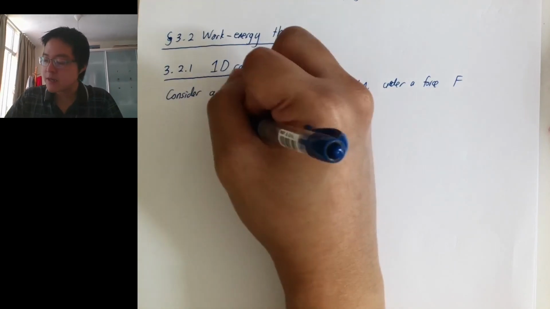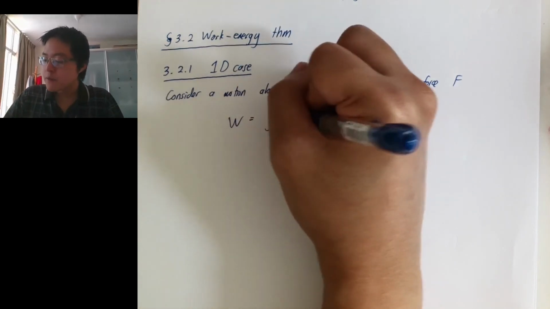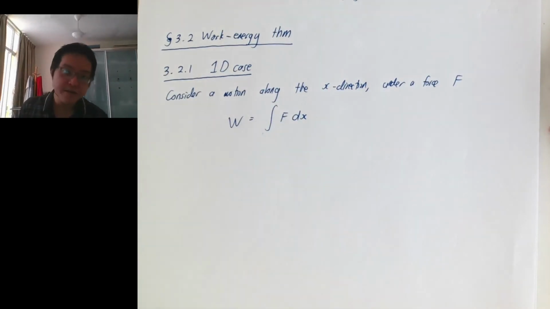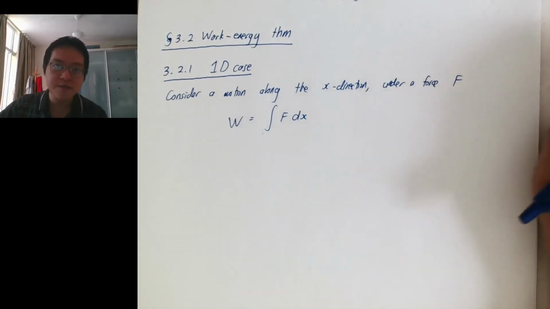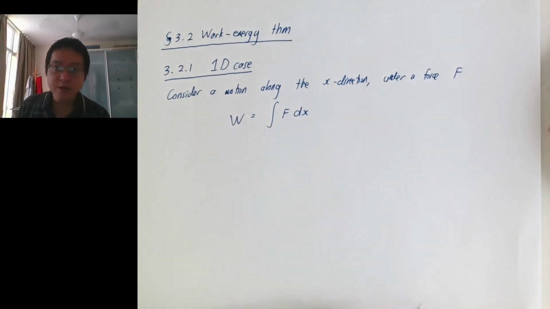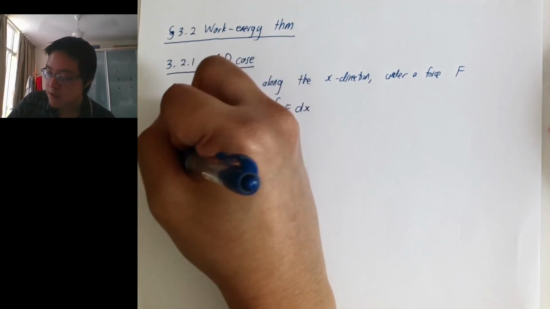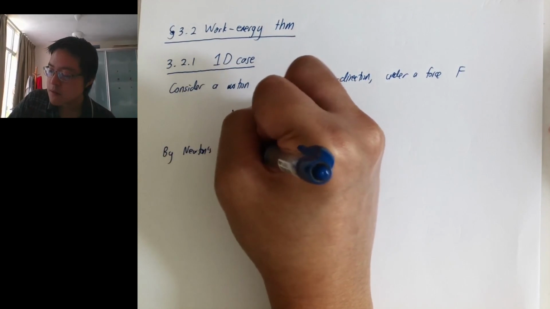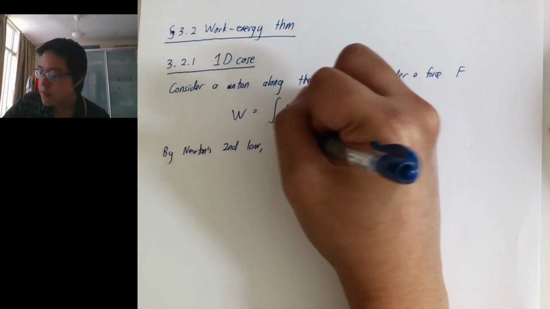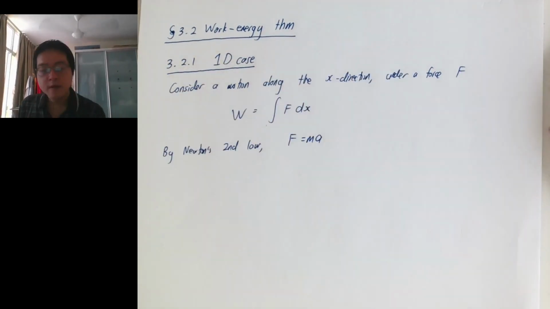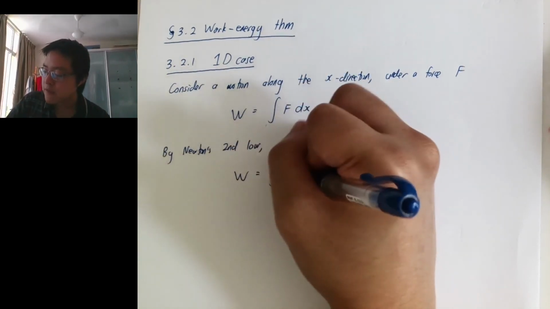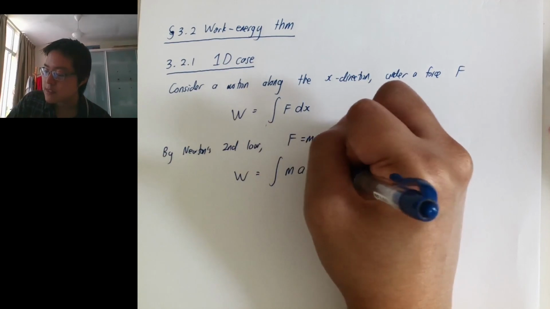Okay, and we have learned that the work done by this force is going to be the integral of F dx. Nothing special there. Now let's make use of Newton's law. By Newton's law, in particular the second law, F equals ma. So if I plug this in, my work done is the integral of ma dx.